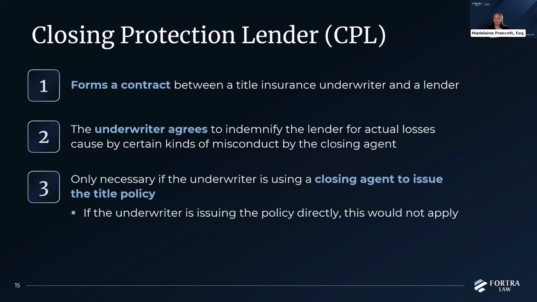Sometimes we get a little bit of pushback on this, where the underwriter comes back and says, hey, we're actually issuing this policy directly. There is no closing agent, and so we're not going to do a CPL. That is completely fine. In that case, you wouldn't need it at all, because your title policy is going to give you coverage for losses if the underwriter did anything wrong. So it's a very simple, easy thing, but you definitely want to make sure you get it if there's a closing agent, just in case. We love to have everybody nice and protected.